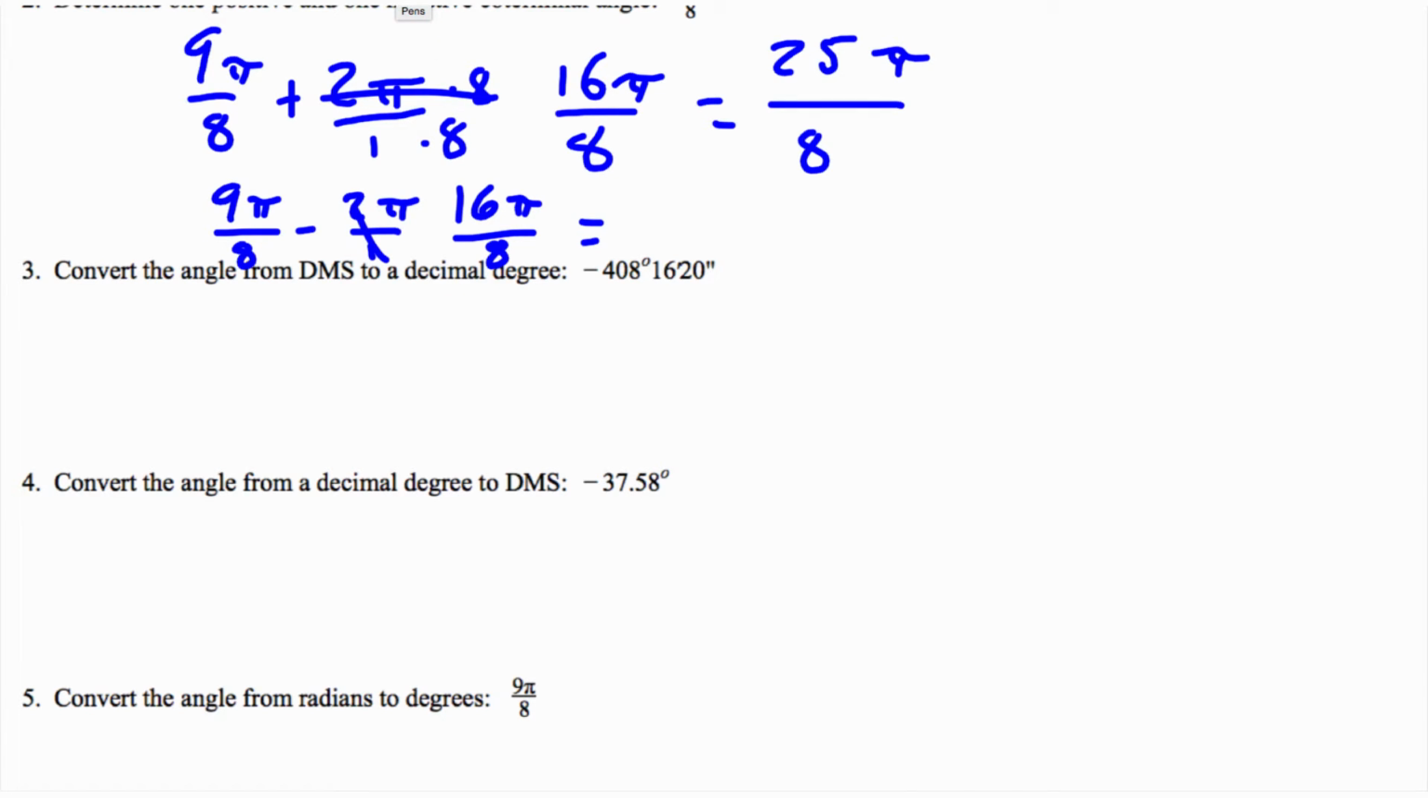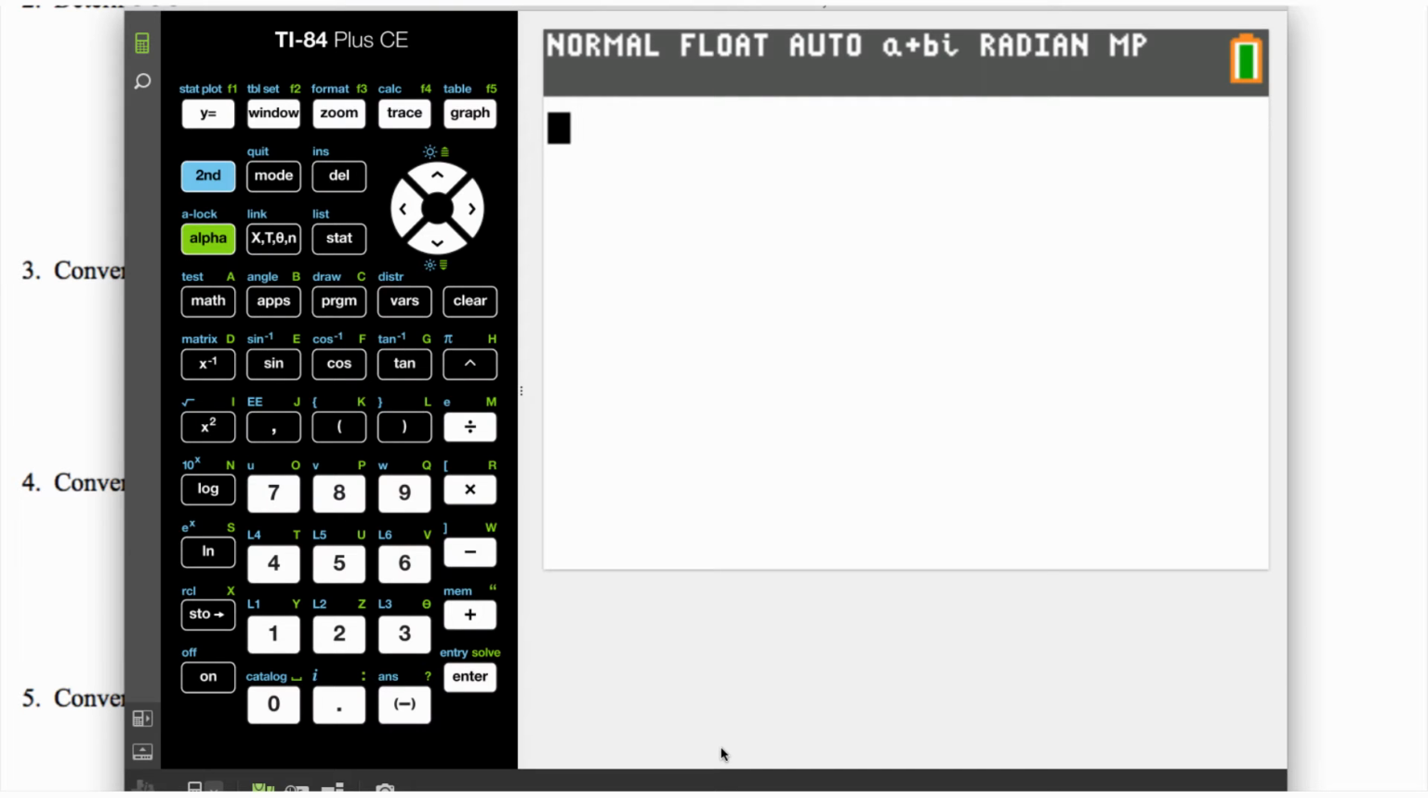On number 3, we're given an angle that's written out in degrees, minutes, seconds, and what we want to do is convert that over to a decimal. So I'm going to get my calculator ready to go. For this one, what we're going to do is just start typing the angle in the way it's written. So we've got negative 408 degrees.